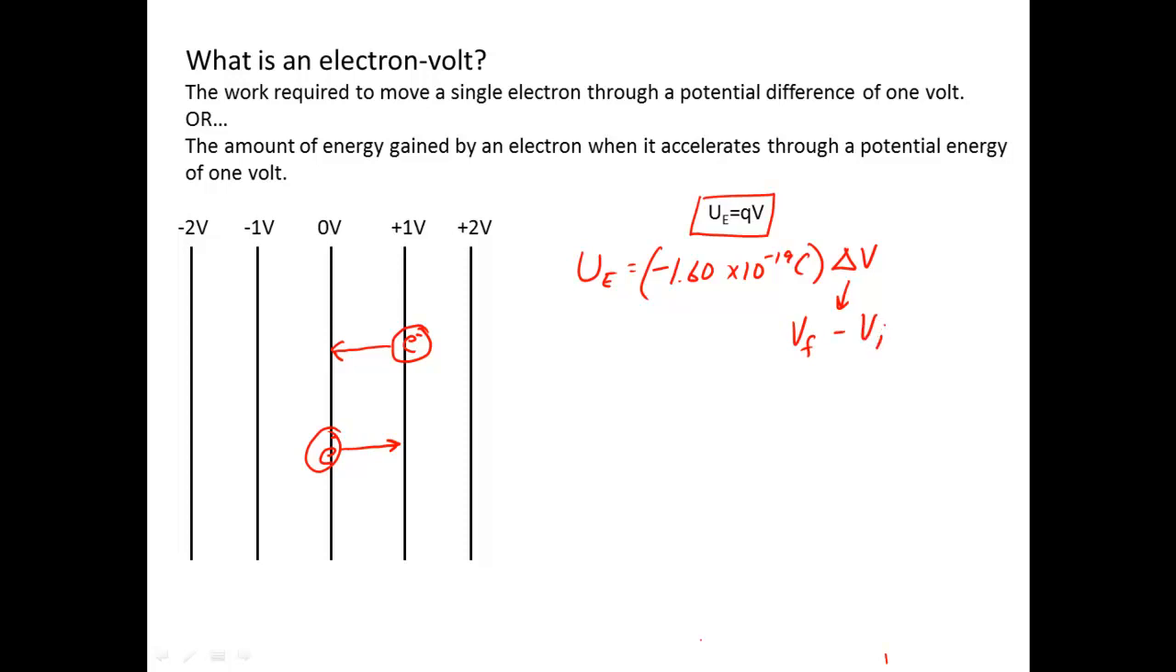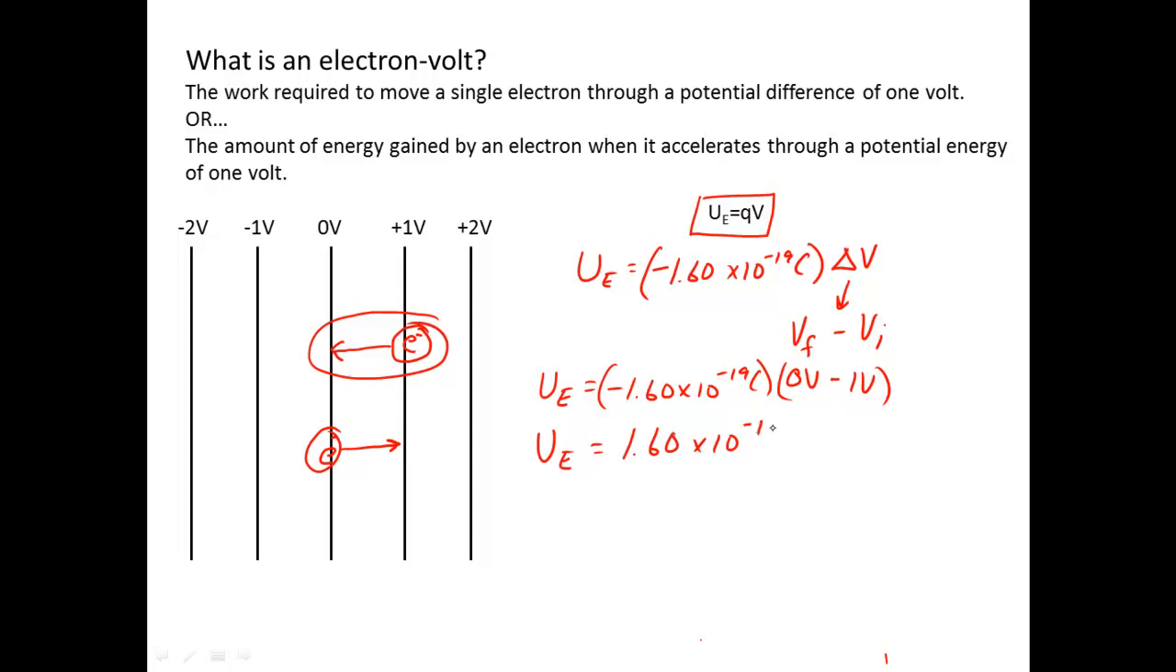So let's say this is the situation we're interested in. Our electrical potential energy would be equal to negative 1.60 times 10 to the minus 19 coulombs times a V final of 0 volts. That's my final potential minus my initial potential of 1 volt. So I'll have negative 1 times negative 1.60 times 10 to the minus 19 coulombs. So my electrical potential energy would actually equal 1.60 times 10 to the minus 19 joules. So this is the amount of work we needed to move this electron from this region of 1 volt to a region of 0 volts.